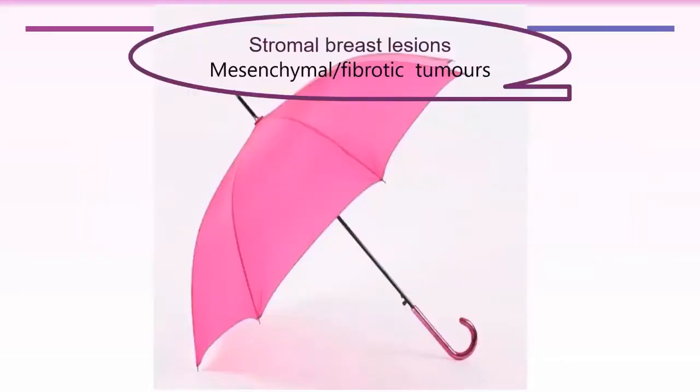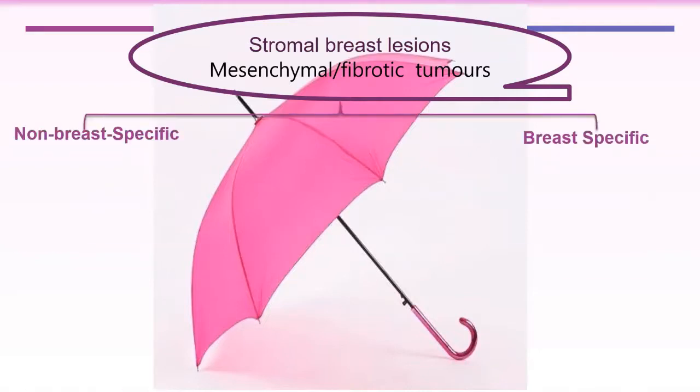Okay, we finished the epithelial. Let us go for the second entity, which is stromal lesions. The stromal lesions, we have either non-breast specific and breast specific. Do you know which entities are in each of these types? Anyone?